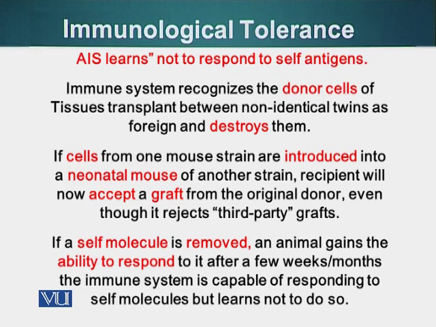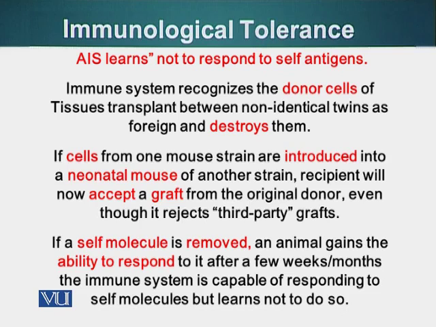The adaptive immune system learns not to respond to self-antigens. We'll see the cellular basis of this. The immune system can recognize cells that are not self if they're transplanted. Anything which is transplanted between two individuals, if the two individuals are not identical twins, that tissue will be rejected by the host, because our immune system is geared towards destroying anything that is foreign. Even if it is meant to help us, it will be destroyed.